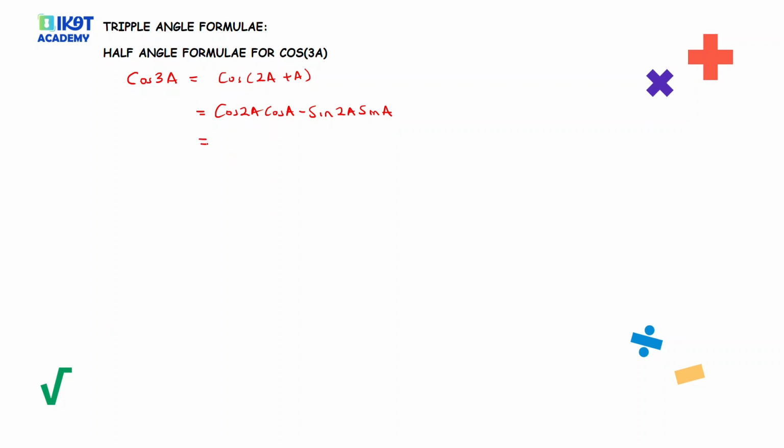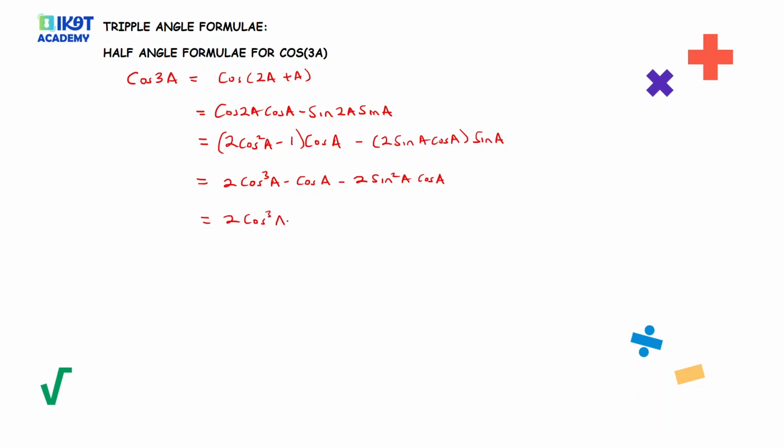Okay, so now we have this. We expand it to be (2 cos squared A minus 1) into cos A, minus, now the sine 2A has only one way we can expand it: 2 sine A cos A, into sine A. So we open this bracket. This is 2 cos cubed A minus cos A minus 2 sine squared A cos A.